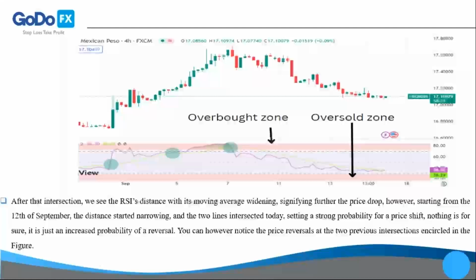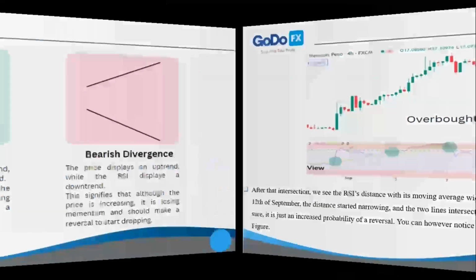After that intersection, we see the RSI distance with its moving average widening. So they are both going down, and the distance is widening. This signifies further the price drop. However, starting from the 12th of September, the distance started narrowing, and the two lines intersected today, setting a strong probability for a price shift. Nothing is for sure, it's an increased probability of a reversal. You can, however, notice the price reversals at the two previous intersections encircled in the figure.